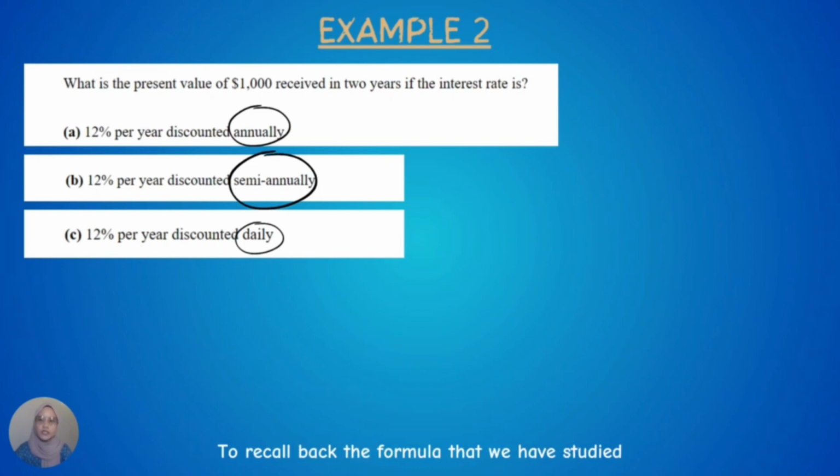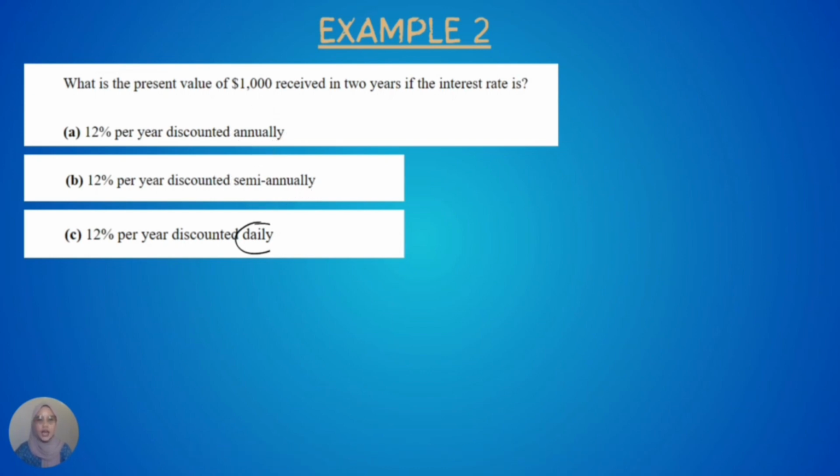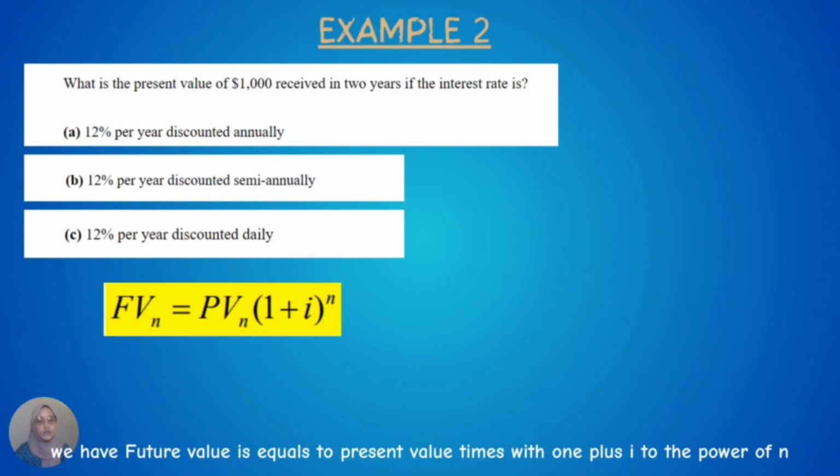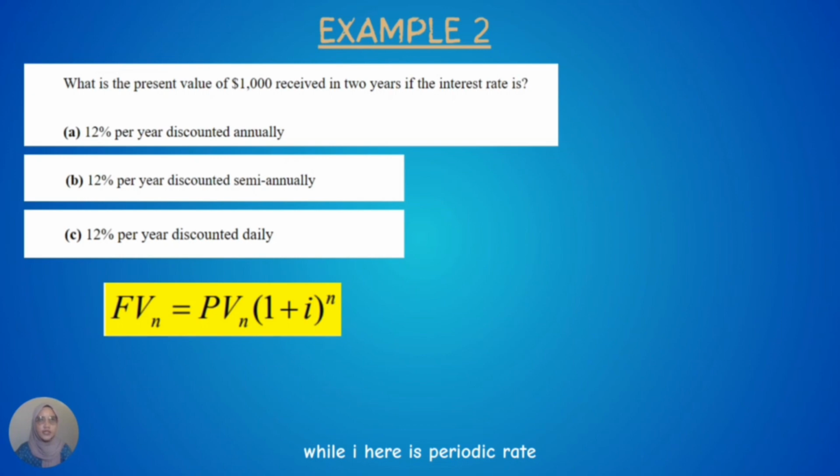To recall back the formula that we have studied, we have future value equals present value times (1 plus i) to the power of n, while i here is the periodic rate and n is the number of interest-bearing periods.